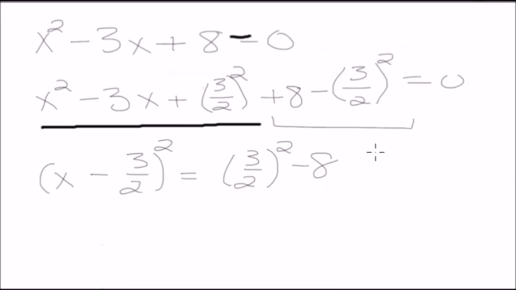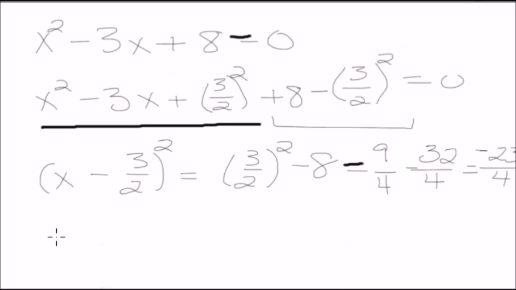If you want to, you can take this constant term and express it out. I'm going to say the first term is 9/4, and since I'd like to have a common denominator, I'll multiply the 8 by 4 and get 32 fourths, and so I get here negative 23/4, which will end up being important in just a moment.